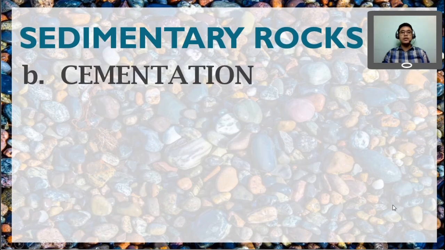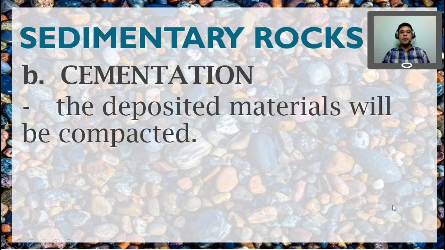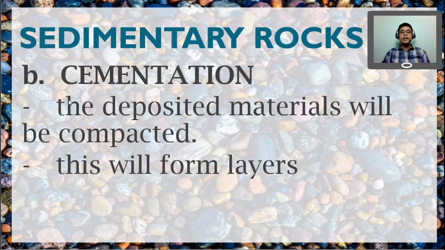And the second process is what we call cementation. So after siyang ma-deposit sa specific na area, what will happen is that deposited materials will be compacted. And dahil magkakaroon siya ng compaction, yung mga sediments ay magiging dikit-dikit yan, okay, due to pressure at some point. And also, dahil dyan masesemento siya, at the same time, magkakaroon din ng mga layers doon sa specific na rock na yun. At kung titingnan mo din yung mga example ng sedimentary rocks, most of them ay merong parang mga layering. That is because of the process called cementation.